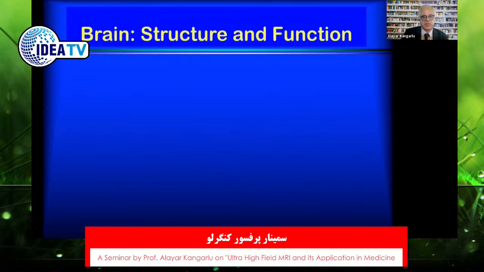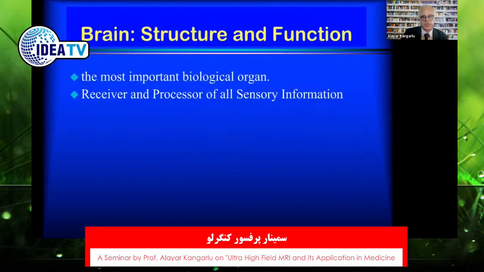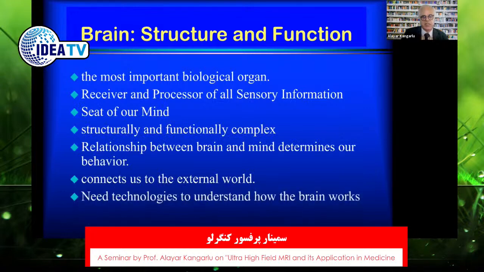And that brings me to the difference between brain structure and function, and how brain structure and function can really be exploited by MRI in general and ultra high field MRI in particular. We know that brain is the most important biological organ, and it receives and processes a lot of sensory information and motor information, and it's really, very simply put, the seat of our mind. And that's why there are groups who are working on using MRI for the study of consciousness, specifically Roger Penrose and Stuart Hameroff at Arizona State University.